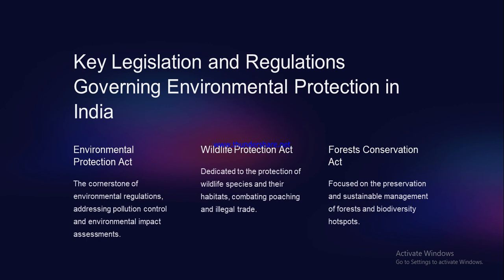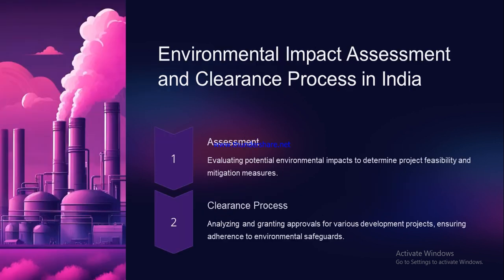So I have mentioned before the Environmental Protection Act, EPA, which is the Umbrella Act. Then there is the Wildlife Protection Act, that we will study. The Forest Conservation Act is there. The Air Prevention and Control of Pollution Act is there. The Water Prevention and Control of Pollution Act 1974 is there. Under the provisions of these, the Central Pollution Control Board, CPCB, which you must have heard of, and the State Pollution Control Board, the SPCB, run the environmental impact assessment and clearing process.